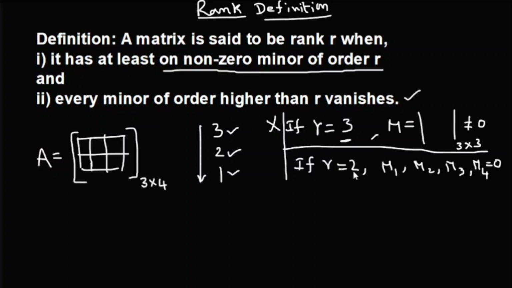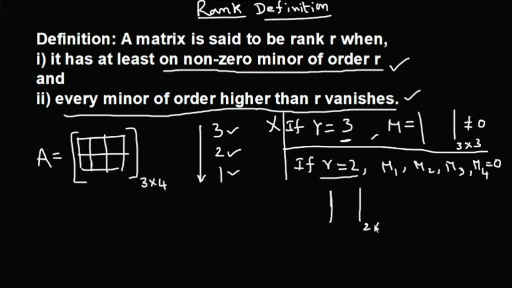Because we have assumed that R is equal to 2, every minor of order higher than R should vanish. So if rank is 2, higher than 2 is 3, so all minors of order 3 must vanish. And in addition to that, the first point is you must be able to find a 2 by 2 minor. Of course, you will get so many 2 by 2 minors from this. You have to find at least one 2 by 2 minor which does not vanish, which is not equal to 0.